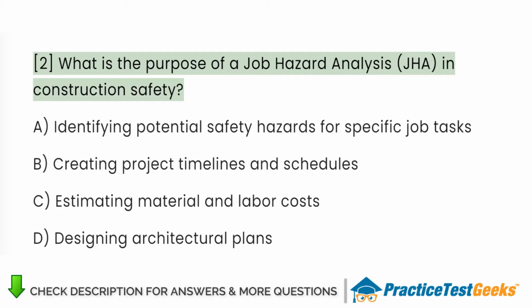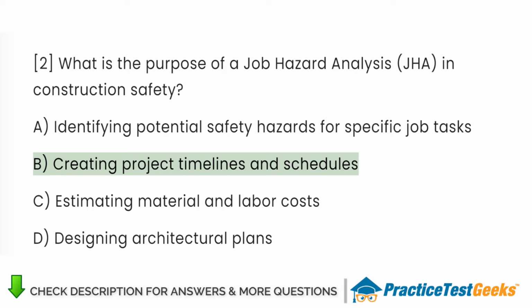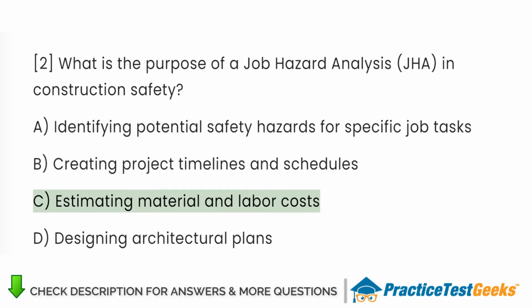What is the purpose of a job hazard analysis, JHA, in construction safety? A. Identifying potential safety hazards for specific job tasks. B. Creating project timelines and schedules. C. Estimating material and labor costs. D. Designing architectural plans.